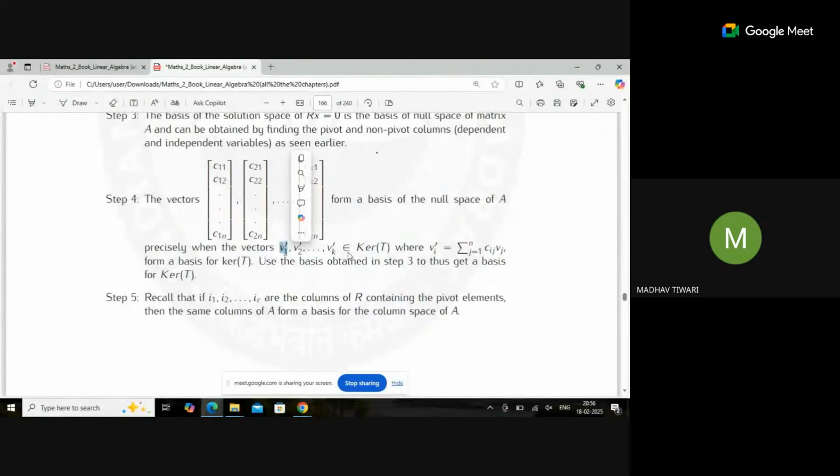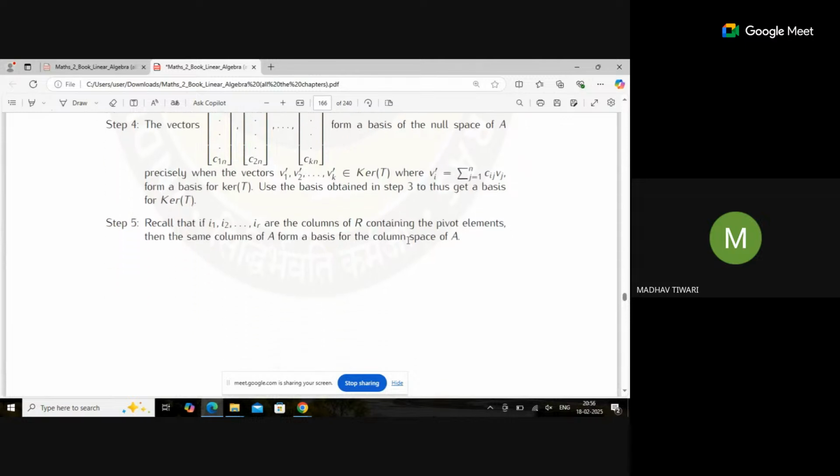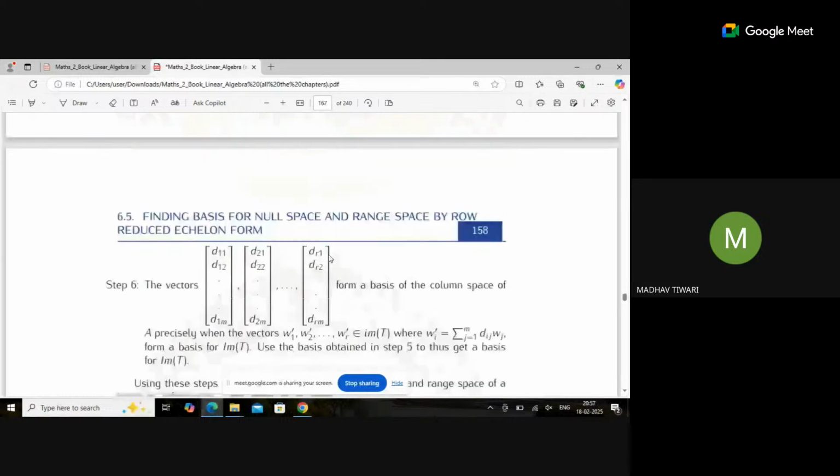Precisely when they belong to the kernel space. Okay, this is fine. It forms a basis, so use the basis obtained in step 3 just to get a basis for the kernel. We can get the basis for the kernel as well, and for the range space, by the pivot elements we will get the range space. Let's see an example directly so that it will be easier for you.